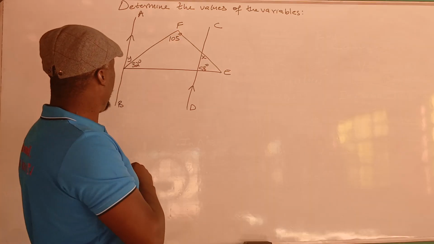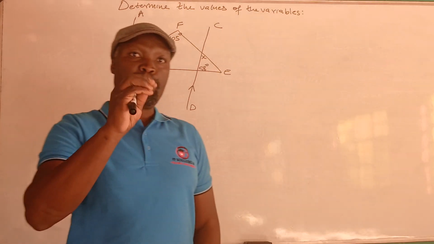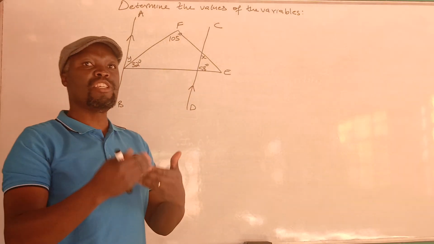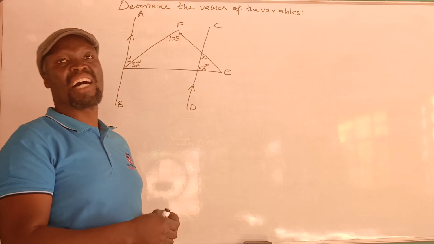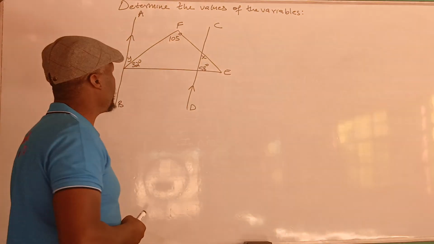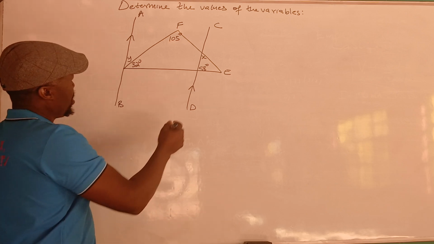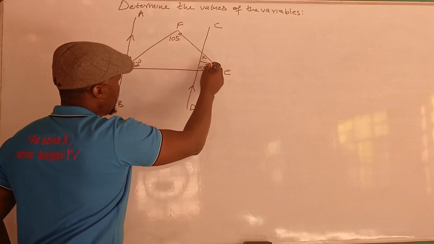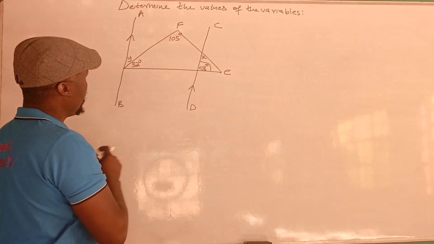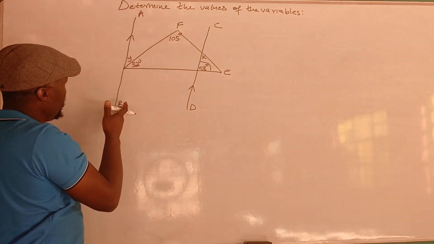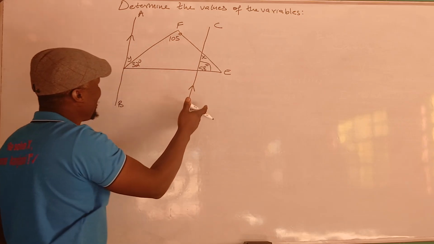Okay, where do we start? We have to look for the part of the diagram which contains most of the information, and that part will enable us to move forward. Okay, over here, we've got that angle being 58 degrees. Line segment AB is parallel to line segment CD.